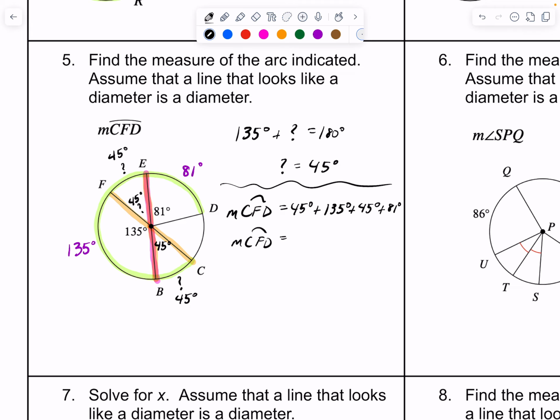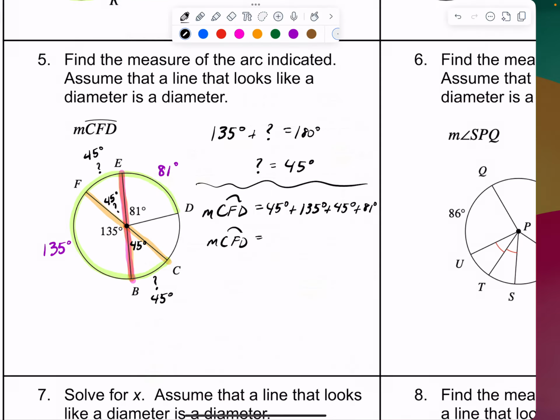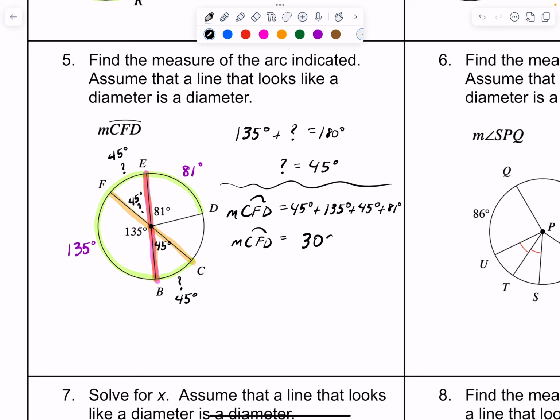All right. I'm going to type that into a calculator, even though I probably could do it in my head, but just to go quicker with the video. So I've got 45 plus 135 plus 45 plus 81. So 306 degrees is what I have for that answer.